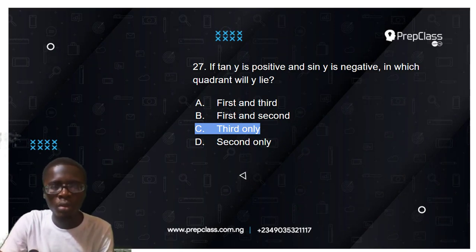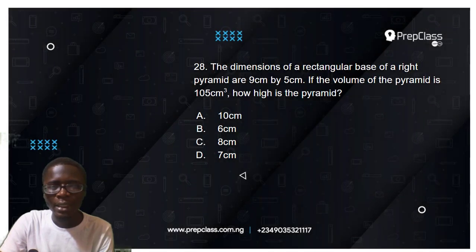Proceeding to the next question, it says, the dimensions of a rectangular base of a right pyramid are 9 centimeter by 5 centimeter. If the volume of the pyramid is 105 centimeter cube, how high is the pyramid? So basically here in mensuration of solid shapes, what we need to take note of is the formula. If you have the formula, most assuredly you are almost done with the solution.